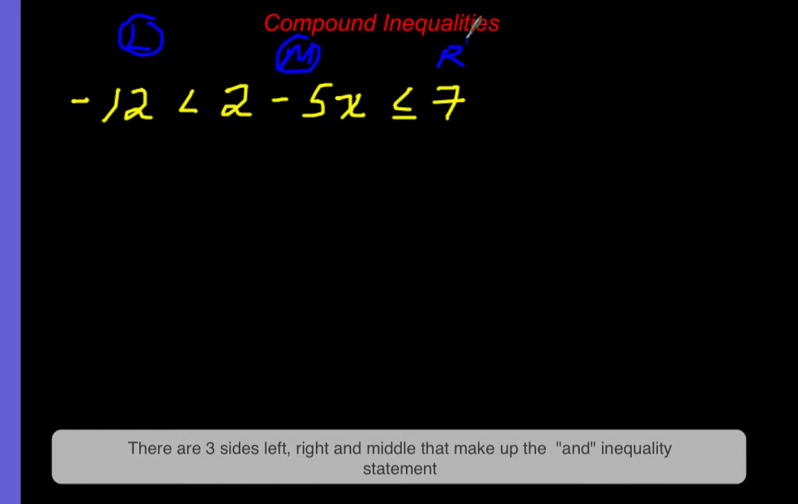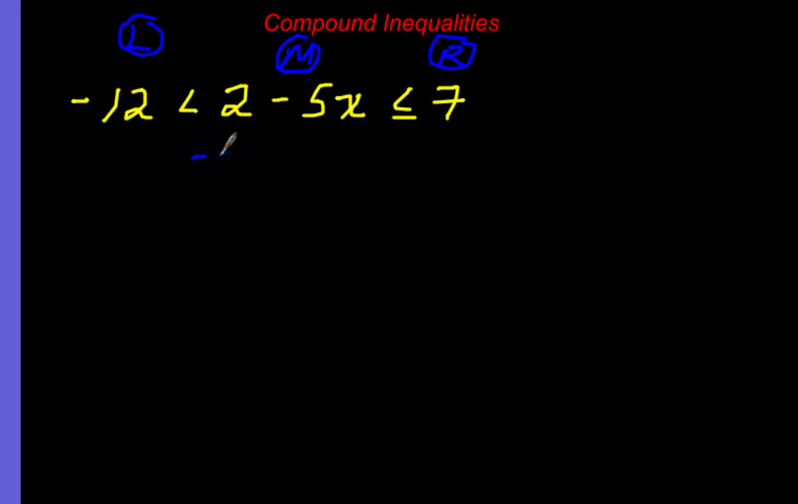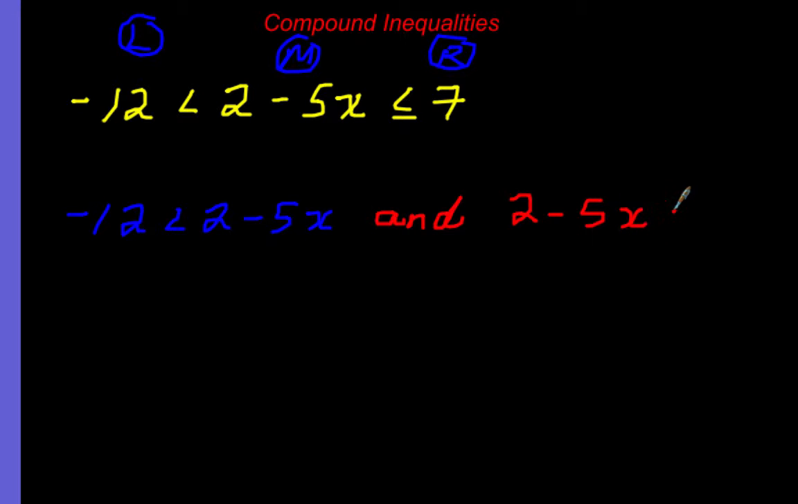So I could actually do the same thing all 3 times to each spot, meaning I could subtract the 2 from both sides if I wanted to, and to all 3 sides. But it's a little bit easier if we rewrite this inequality so that you don't make any mistakes. So we're going to rewrite this as 2 equivalent inequalities. We're going to have, remember, negative 12 is less than 2 minus 5x, and there's that "and" again because we have 2 constraints, and 2 minus 5x is less than or equal to 7.